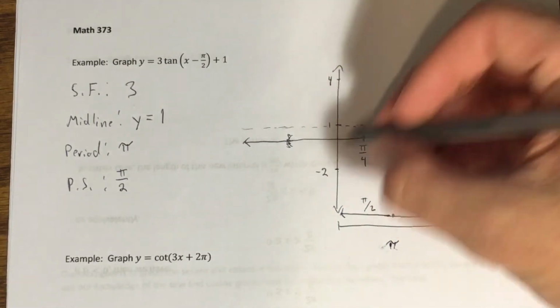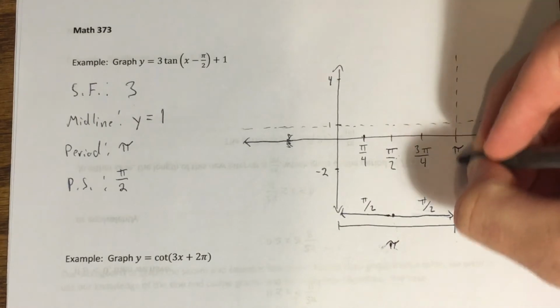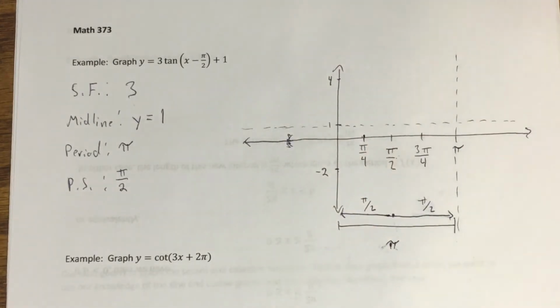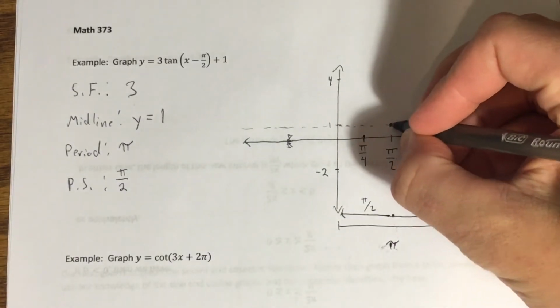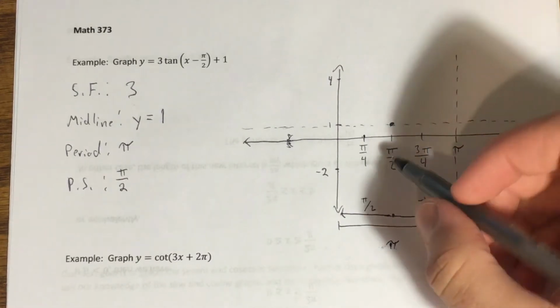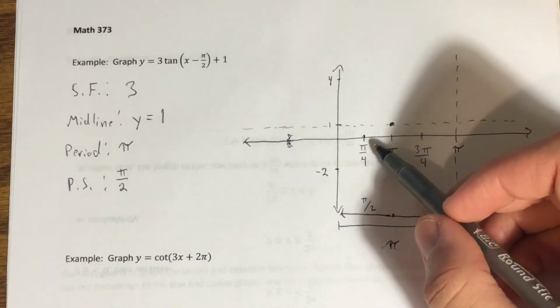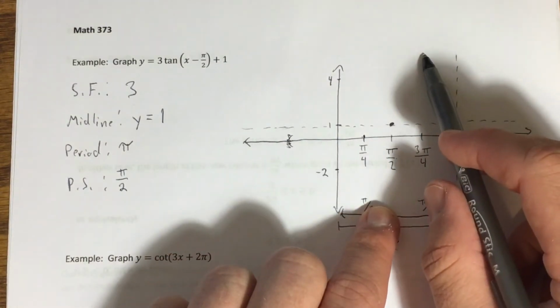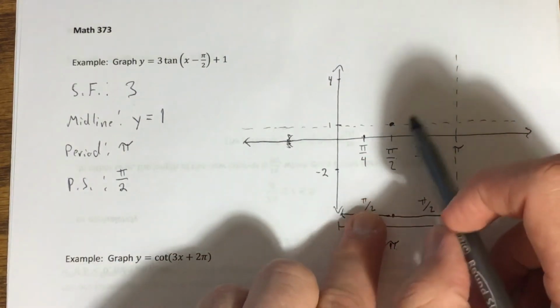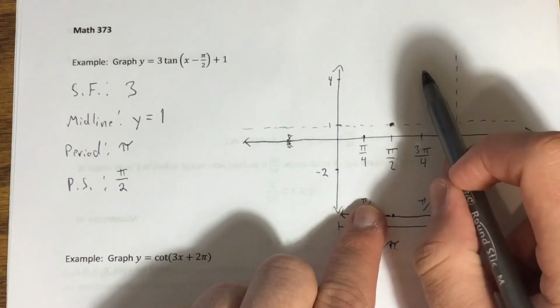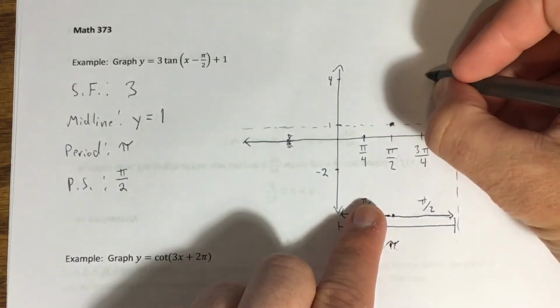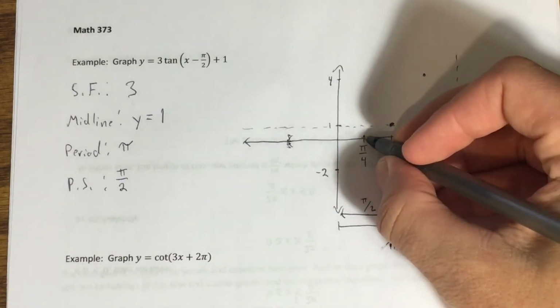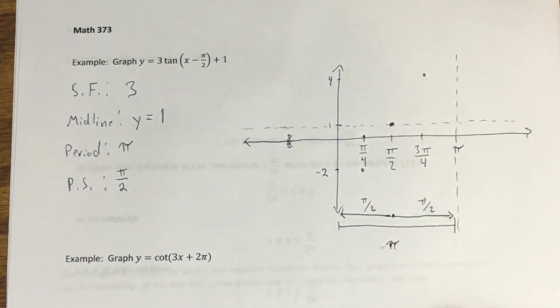I know I have asymptotes on the outside of my interval. I'm going to draw that asymptote in. I know at the dead center of my interval, we should be crossing our midline. So I should have a point right here at my midline. Now, I know that my stretch factor is going to take the 2 remaining points that we have to graph and scale them by a factor of 3 from my midline. So instead of going up 1 unit, I go up 3 units from 1 to 4. And I should have a point here, and then down 3 units to -2, like that.